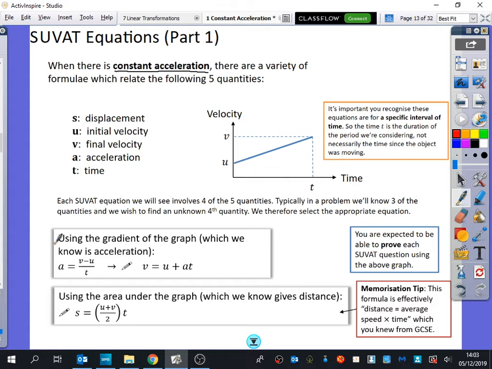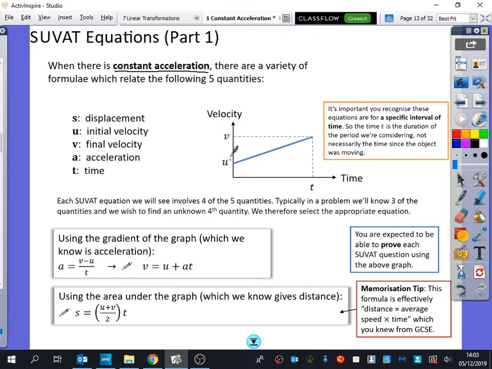Now, you do need to know how to derive and prove these SUVAT formulae from the graph. So it's important you listen to this bit now, because this is something you could easily be expected to be asked about. Now, we know with a velocity time graph that the acceleration is what property of the graph? The gradient. Okay, so if I wanted to find out what the formula is for the acceleration from this, I can see, using the gradient of the graph, which we know is the acceleration, is the change in y divided by the change in x.